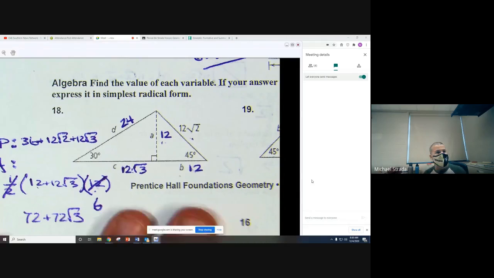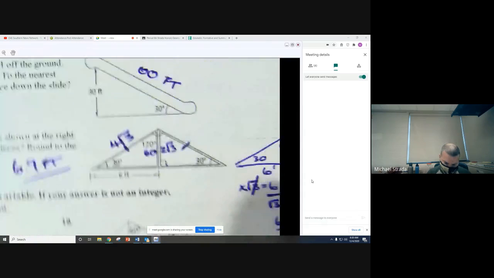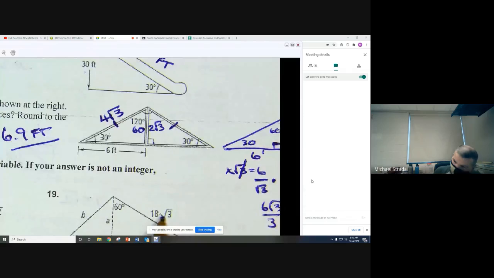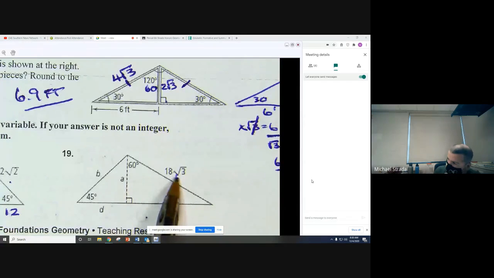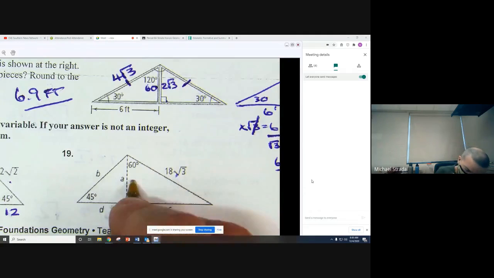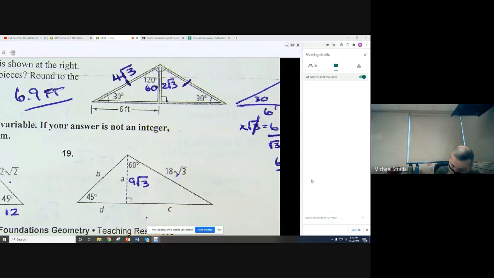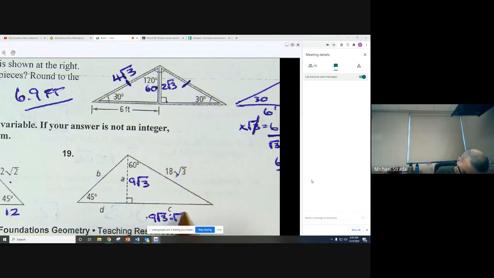Okay? In 19, they're giving you the 18 root 3 for the hypotenuse. Don't get confused by that. All right? The short leg is what fraction of that? Half. What's half of 18 root 3? 9 root 3. And then the longer leg would be the short leg, which is 9 root 3, times root 3. Well, when I do 9 root 3 times root 3, the root 3's cancel out and become 3.